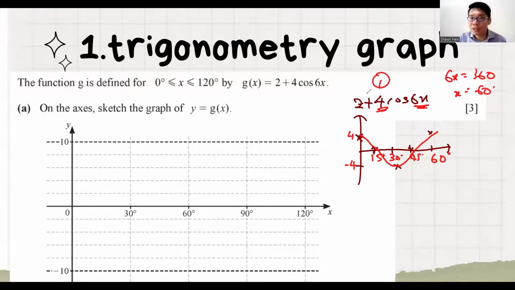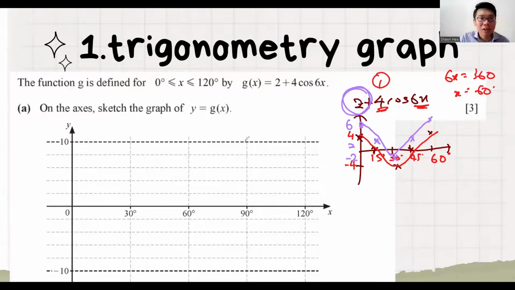Third change, this graph moves up by 2. So 4 will become 6. 0 will become 2. Minus 4 becomes minus 2. 0 becomes 2. 4 becomes 6. So this is my final answer. Then I extract this info to the answer sheet there.